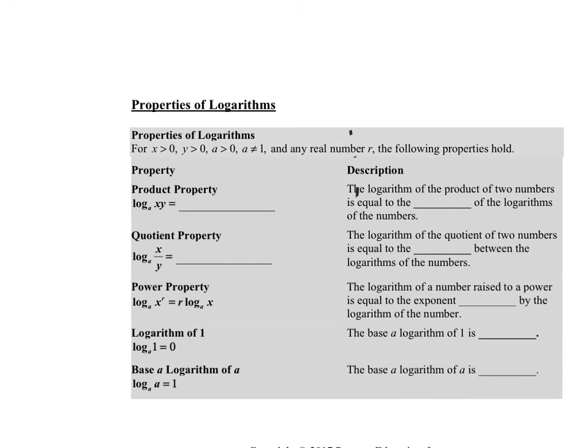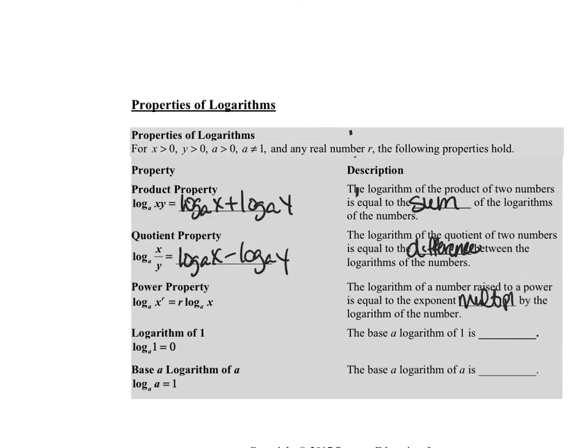Okay, here are your properties of logarithms. For the product property, you break it into log base a of x plus log base a of y. It's the sum of the logarithms. The quotient property would be log base a of x minus log base a of y. It's the difference. The power property, you're going to multiply. The base a logarithm of 1 is 0. Base a logarithm of a is 1.